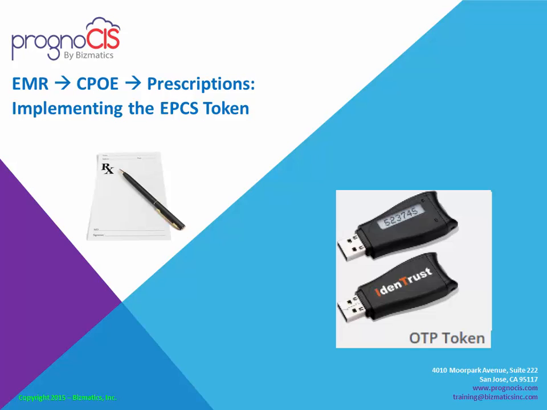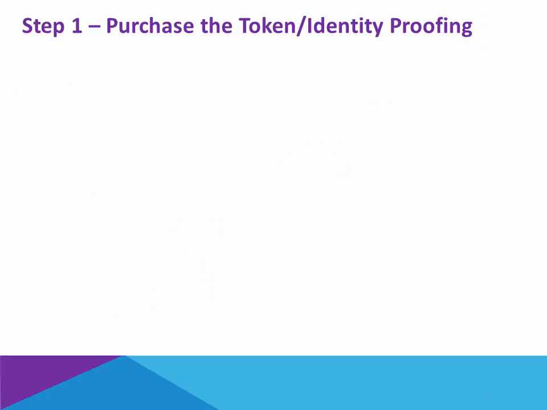EMR CPOE prescriptions implementing the EPCS token. Electronically prescribing controlled substances is a powerful feature within Prognosis that eliminates the need of writing paper prescriptions for narcotics, which previously was not available.